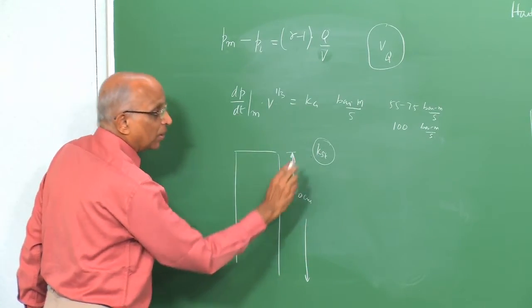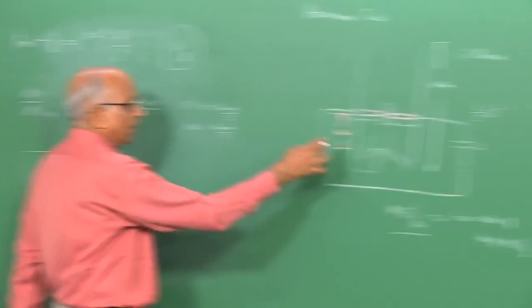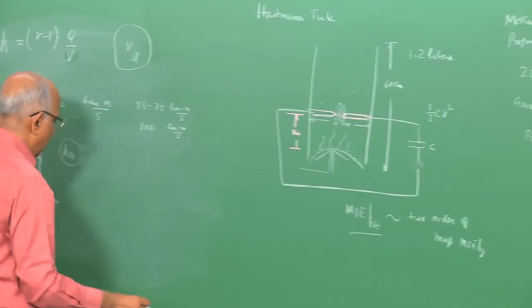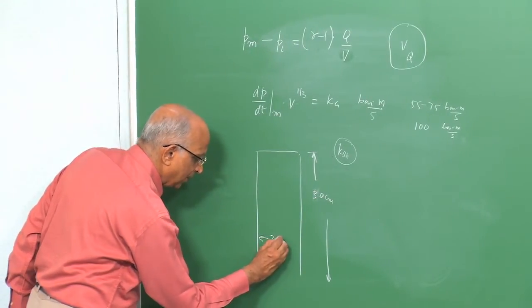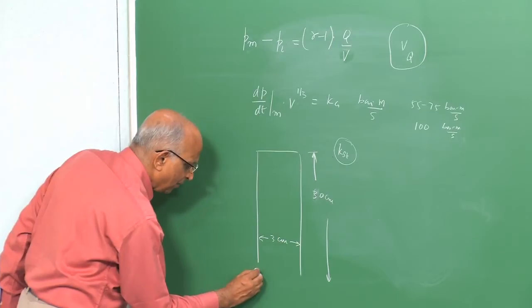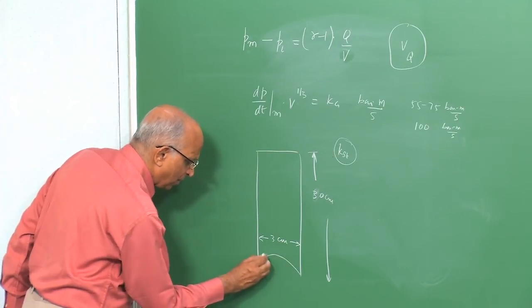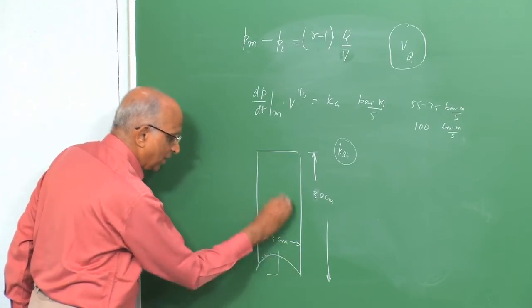It should be 30, because when we had the ignition test in the transparent one, it was a little larger. In this case, it's of the order of 30 centimeters. The diameter is around 3 centimeters. Again, we have the dust being smeared from the bottom. You allow the dust to get smeared.